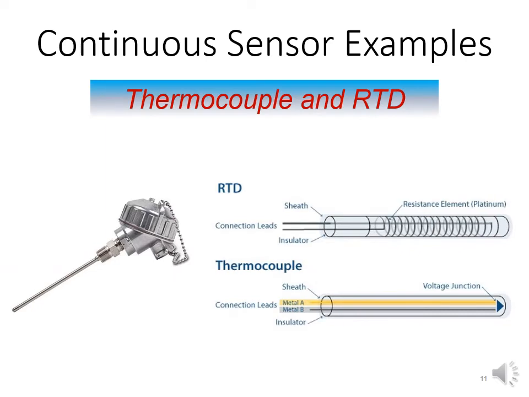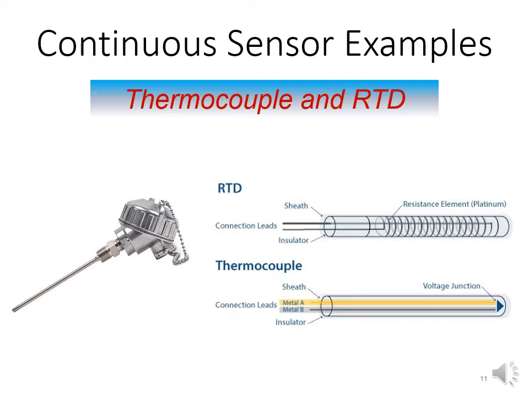Let's also look at some examples of continuous sensors. We shall begin with a thermocouple and an RTD. Both these sensors are used to measure temperature. They only differ in their principles of operation. In terms of construction, you will find that they've got a similar construction as can be seen on the illustration.